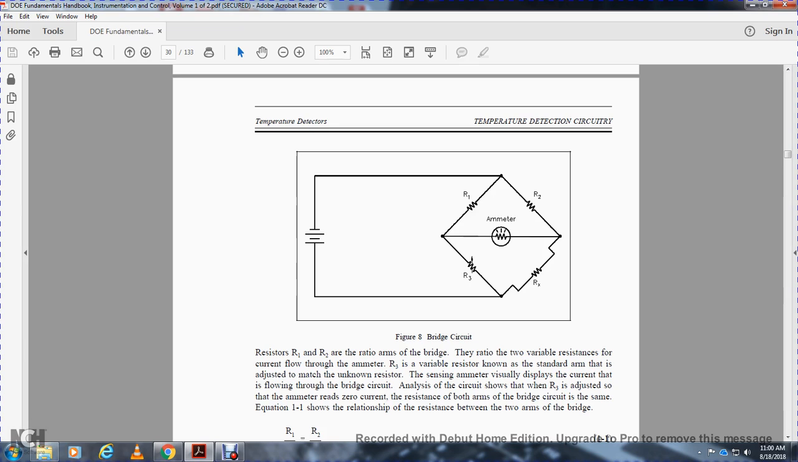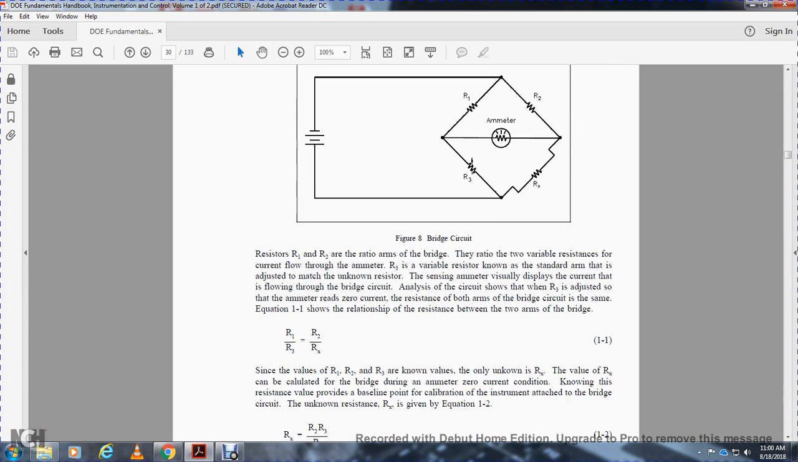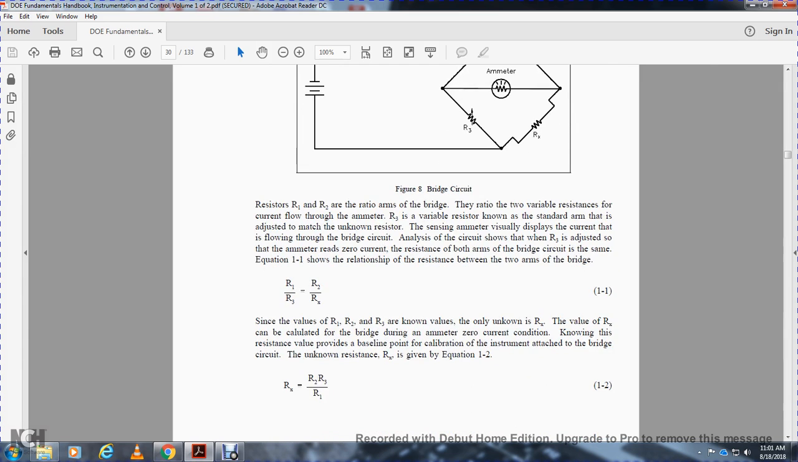Resistor 3, the variable resistor known as the standard arm, is adjusted to match the unknown resistor, sensing an ammeter with a visual display of the current flowing through the bridge circuit. The bridge circuit is balanced when resistor 3 is adjusted so the ammeter reads zero current. The resistance in both arms of the bridge circuit is then the same. Equation 1 shows the relationship of the resistance between the two arms of the bridge: resistor 1 over resistor 3 is equal to resistor 2 over resistor X.